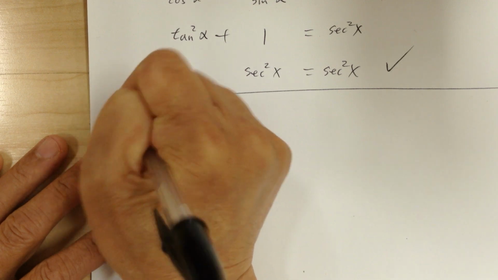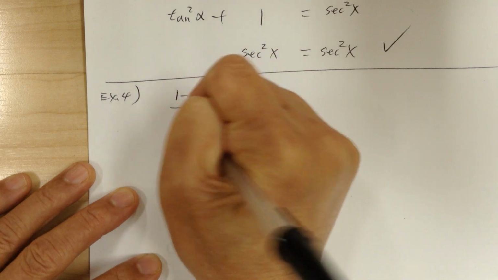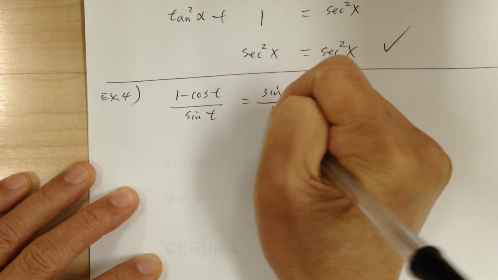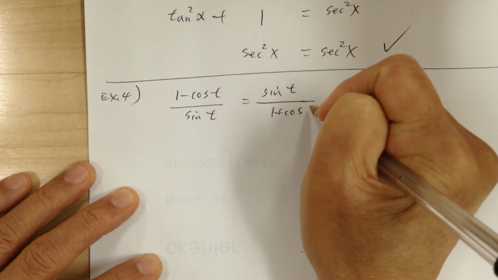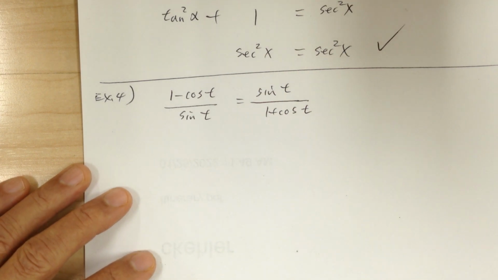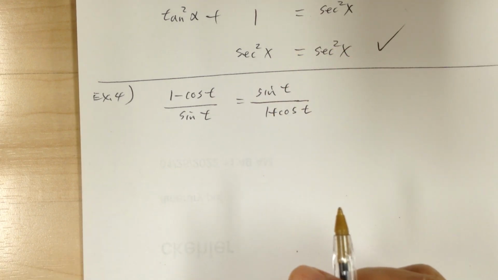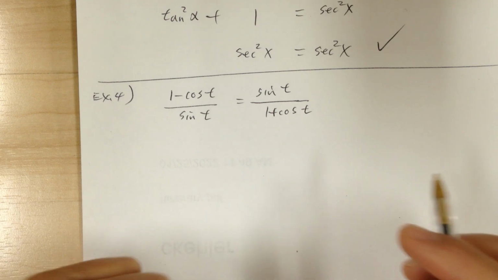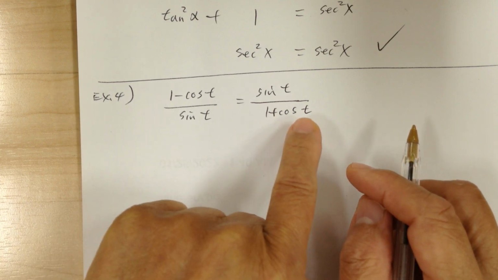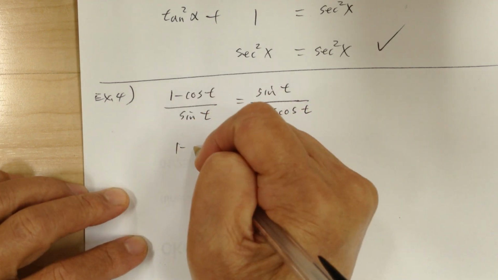Okay, let's go to example 4. You want to prove that (1 minus cosine t) over sine t equals sine t over (1 plus cosine t). First, again, the strategy is to figure out which side is more complicated, which side is more difficult, and then you want to simplify that side. Now, this side is more complicated because the denominator is more messed up than this one. So you want to simplify this to match the right-hand side. So leave the right-hand side alone.